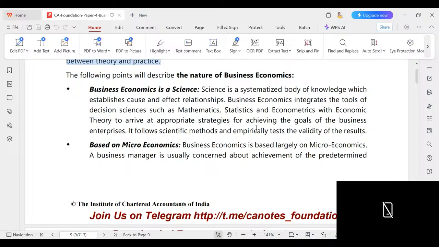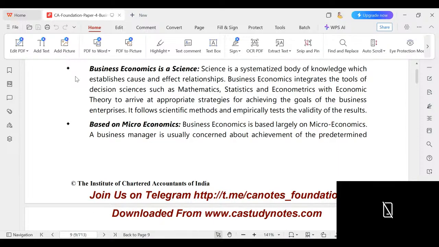Then, how can we describe the nature of business economics? First, business economics is a science because it is a systematized body of knowledge. It establishes the cause and effect relationship. That is why it is called a science. Business economics integrates the tools of decision making such as mathematics, statistics, and econometrics with economic theory. So it provides appropriate strategies for achieving the goals of business enterprises. It follows scientific methods and empirically tests the validity of the results. That is why business economics is a science.